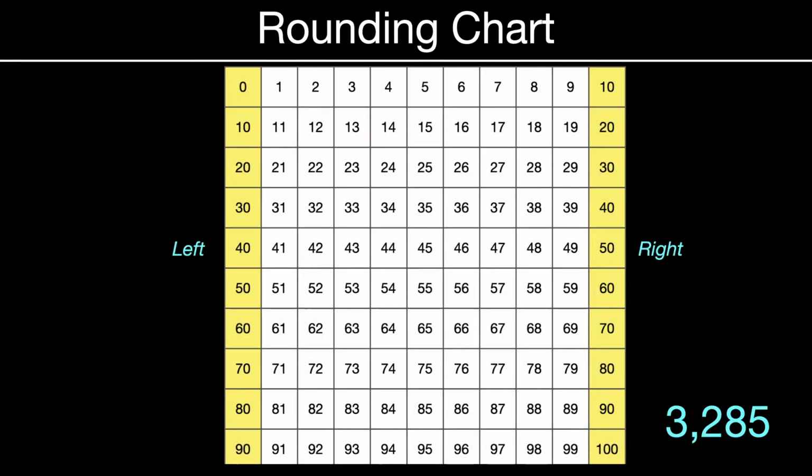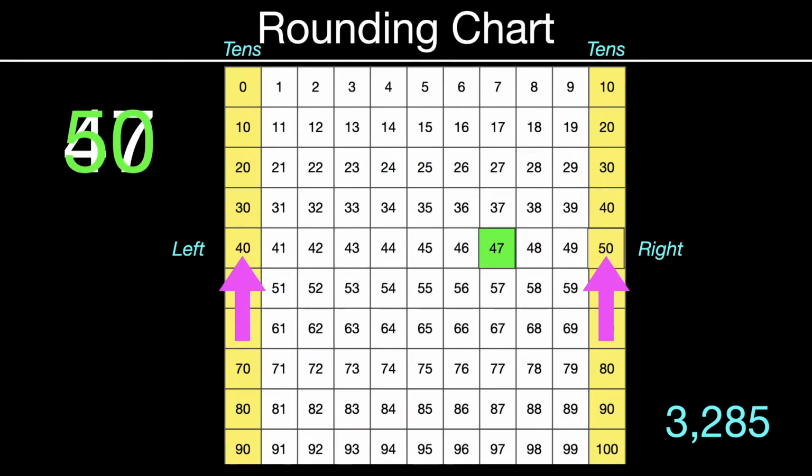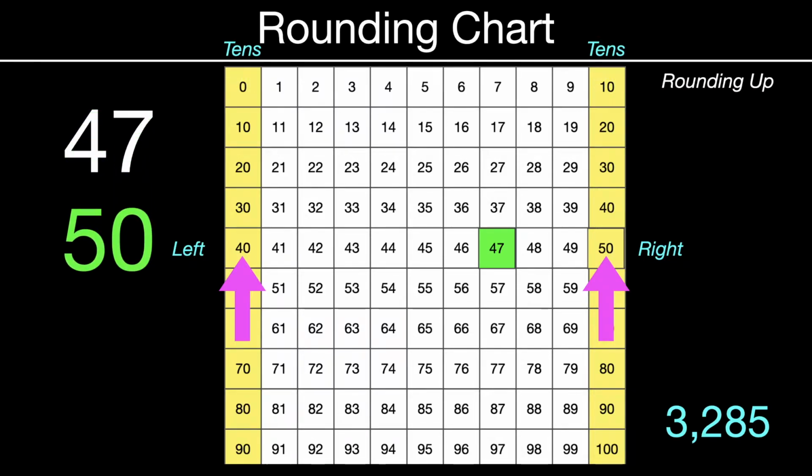All right, let's talk a little bit about a rounding chart. A rounding chart looks like that, with the yellow columns on the left and right. Those are called tens. For example, if we had the number 47 and we wanted to round that to the nearest 10, we would find 47. 47 is in between 40 on the left and 50 on the right. Our job is to pick only one of those two numbers, the one that the 47 is closest to. So that would be the 50. And we would say that 47 rounds to 50. That's referred to as rounding up, by the way.